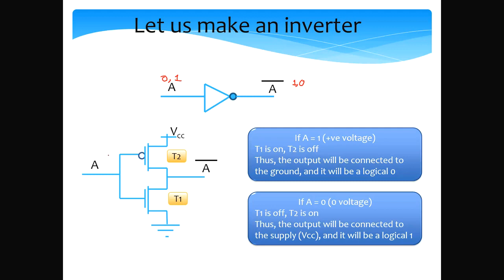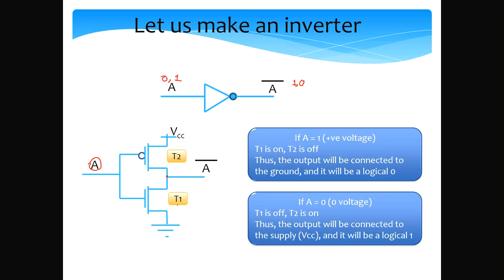So how do we do it? Let's assume that I send in a logical variable A, which can be 0 or 1, and I have an NMOS transistor T1 and a PMOS transistor T2. The PMOS transistor is connected to the supply voltage VCC at the top, and the NMOS transistor at the bottom is connected to ground, and the output is at the terminal in the middle of the diagram.